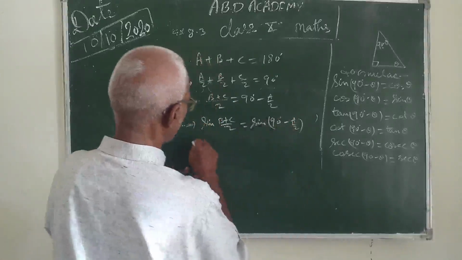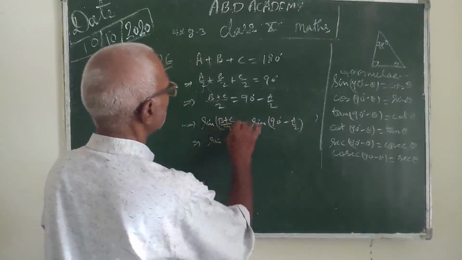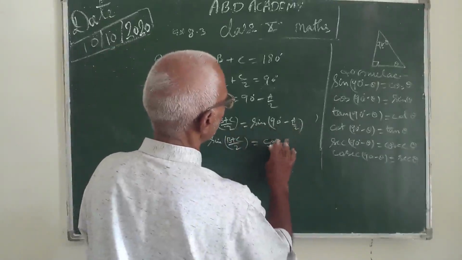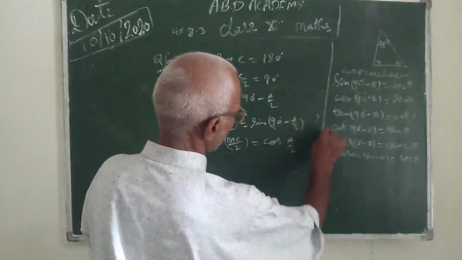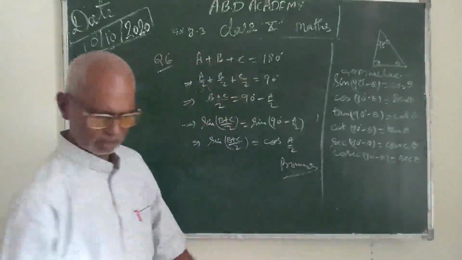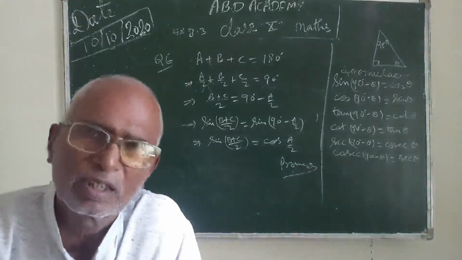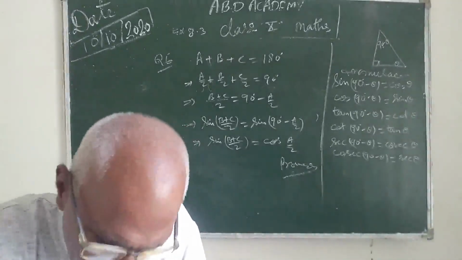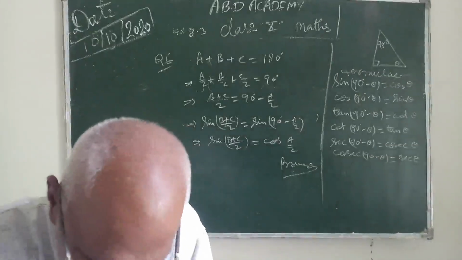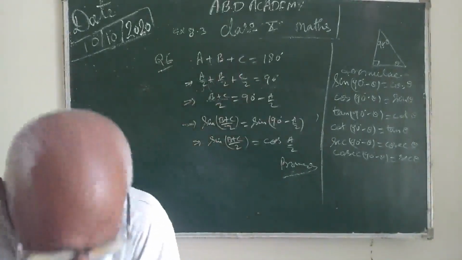Sine 90 minus theta is cos theta. So sine of (B plus C by 2), you may put a bracket here, no problem. Sine 90 minus theta is cos theta. So it will be cos A by 2, and it is to be proved. Hence proved. It is number 6. Very easy thing. These A, B, C are interior angles of a triangle, therefore their sum is 180 degree. Then we proved that sin of (B plus C) by 2 is equal to cos A by 2 with the help of complementary angles.